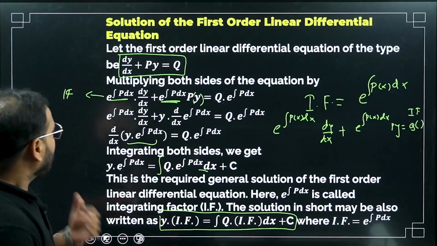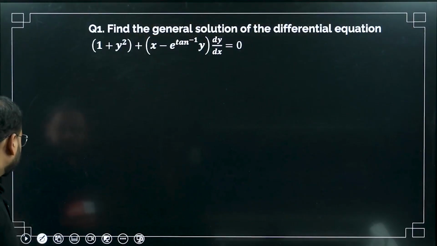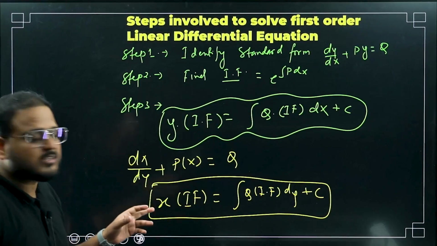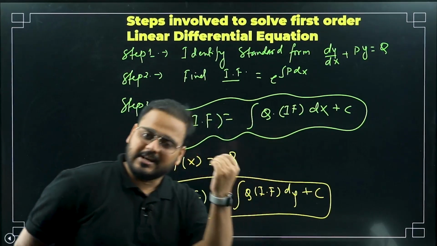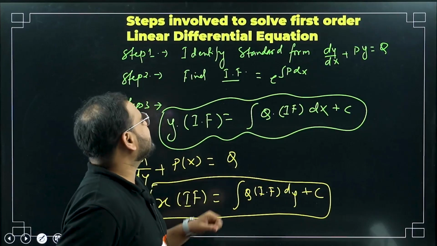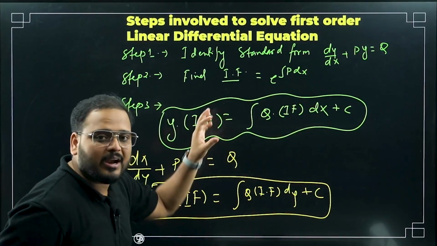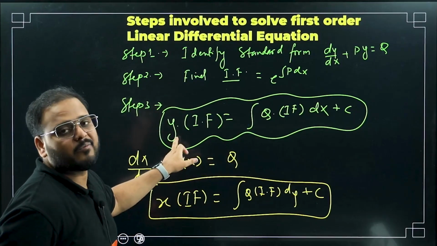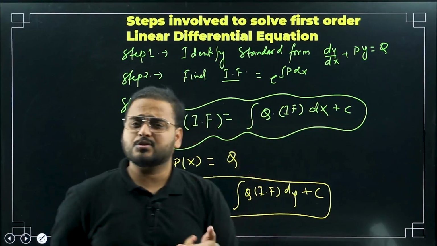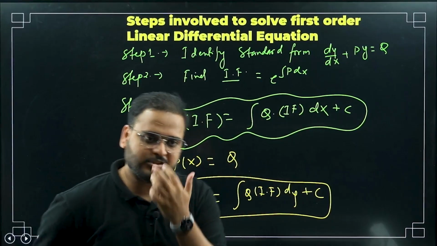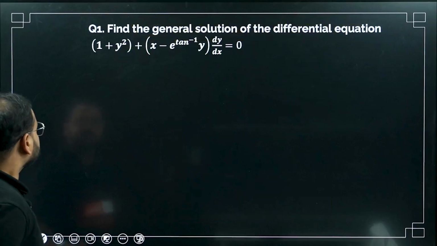Moving on to question number 1. I hope this is visible. If you want, I can repeat the steps once again. Step 1, identify the standard form. If it is not given in the standard form, reduce it to the standard form. Second step is find the integrating factor, like this. And once you get that value, put it in the standard form of the answer: y IF equals integral of q IF dx. Sometimes you have to use substitution also. We'll see that. I've taken all the variety of questions. Chali, moving on. I hope this is visible, right?